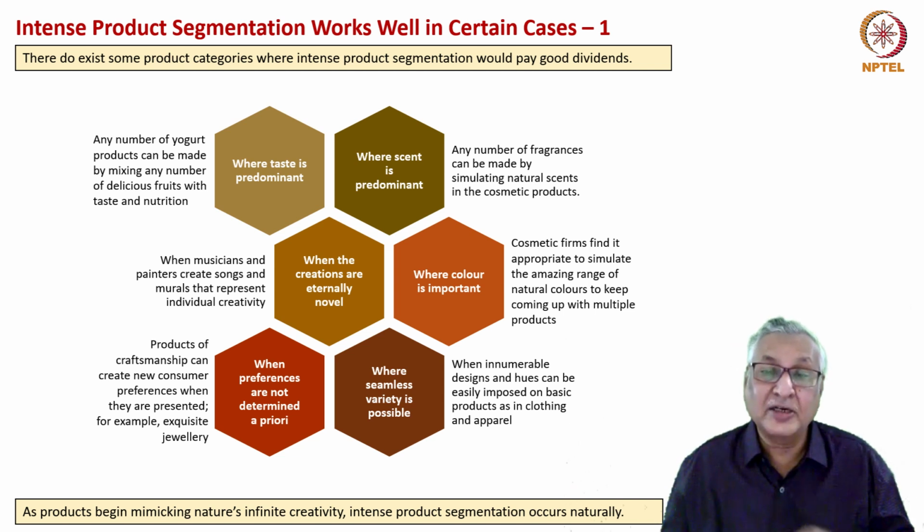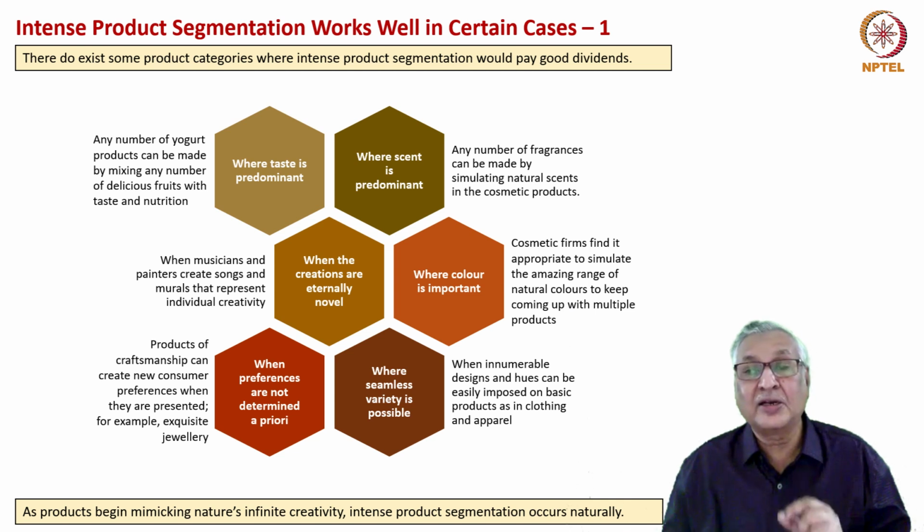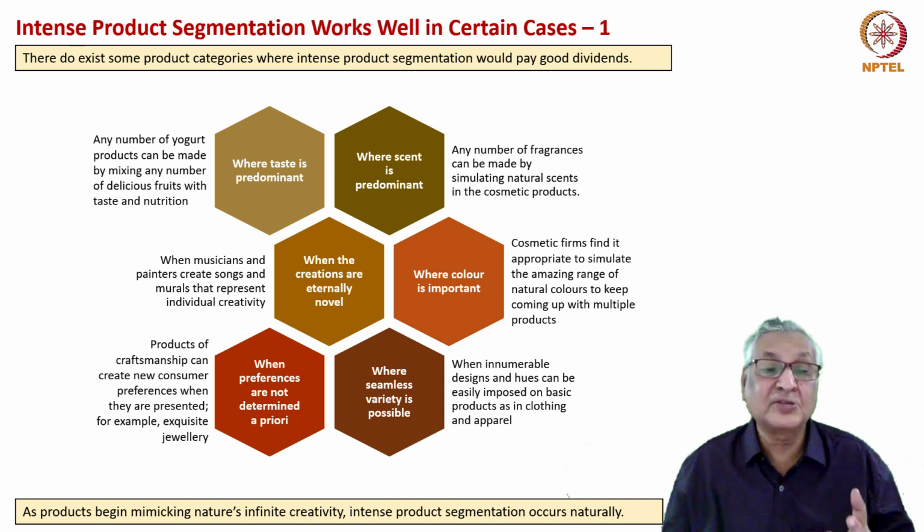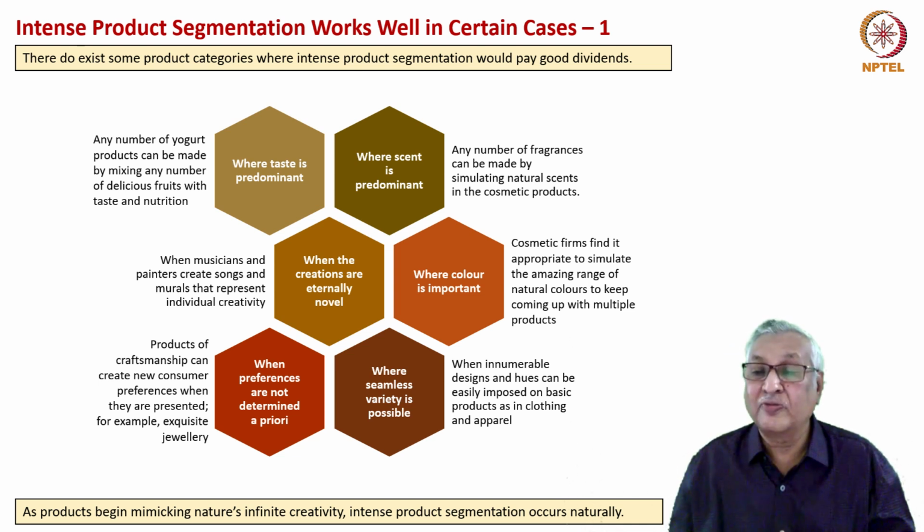Then there are cases where the creations are eternally novel. Music is a place where creation can be eternally novel. Painting is something where the creation can be eternally novel. So when musicians and painters create songs and murals respectively that represent individual creativity, there could be intense product segmentation. Where color is important, cosmetic firms find it appropriate to simulate the amazing range of natural colors to keep coming up with multiple products. That's where intense product segmentation works very well.